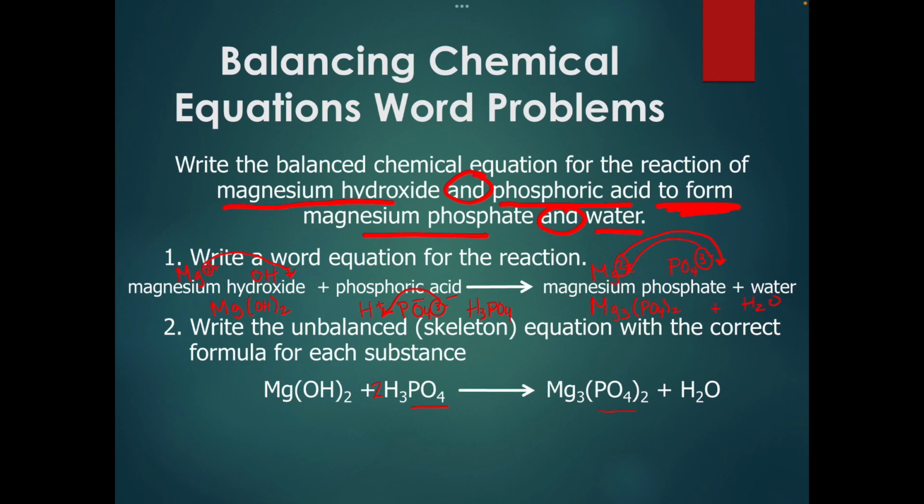All right, now let's go ahead and look at magnesium, because I told you most of the time I like to do hydrogen and oxygen last. Okay, so magnesium, there's only one magnesium on the left-hand side, but there's 3 magnesiums on the right. So I'm going to put a 3 here in front of magnesium, so now I have 3 magnesiums on each side. So now we need to look at our oxygens and our hydrogens.